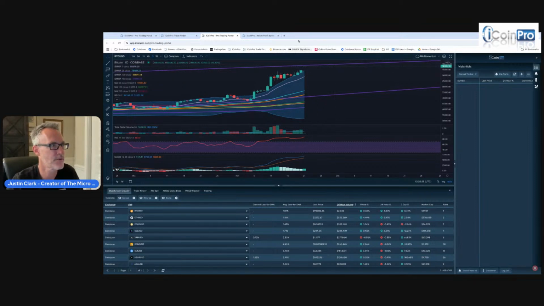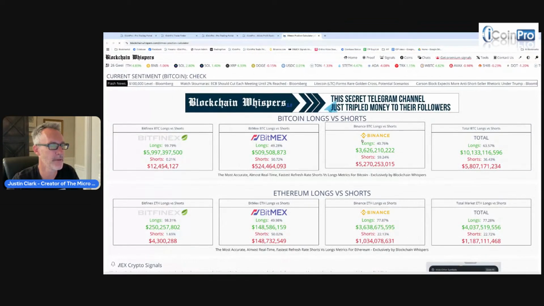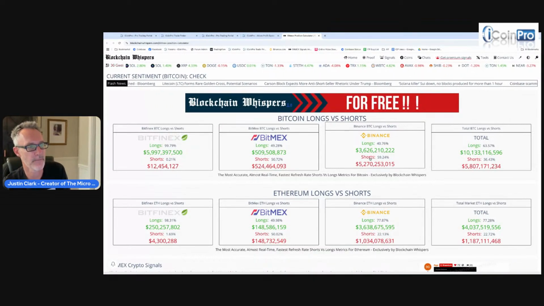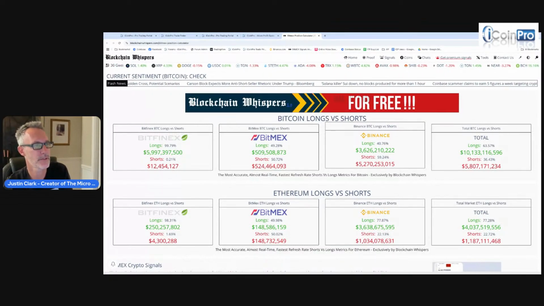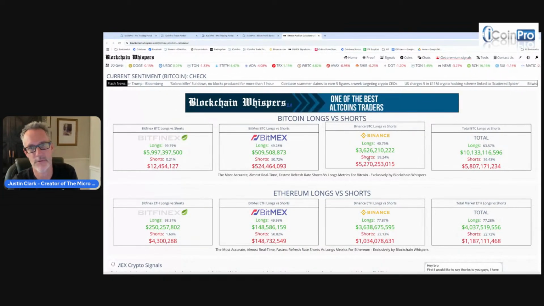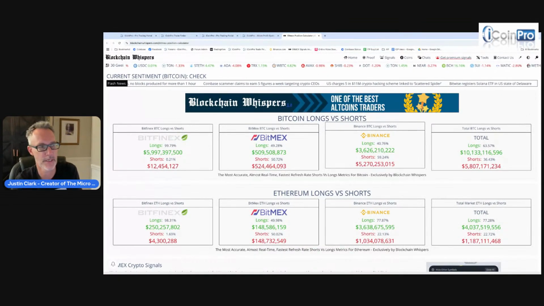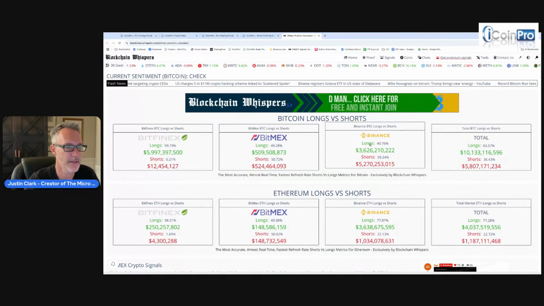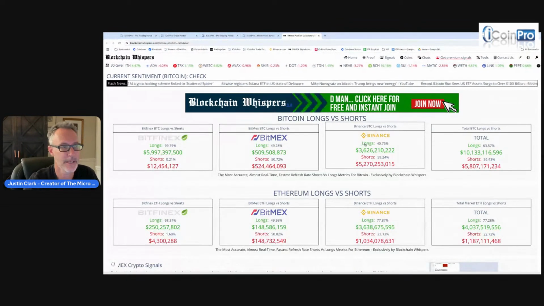Let's look at the longs and shorts. Longs are people that are betting Bitcoin's going up with leverage mostly. Shorts are people betting Bitcoin's going down with leverage mostly. You can see that more people are taking short positions, so they believe that we are going to see a retrace here and go down. But the challenge with these is they can be wrong and get liquidated.